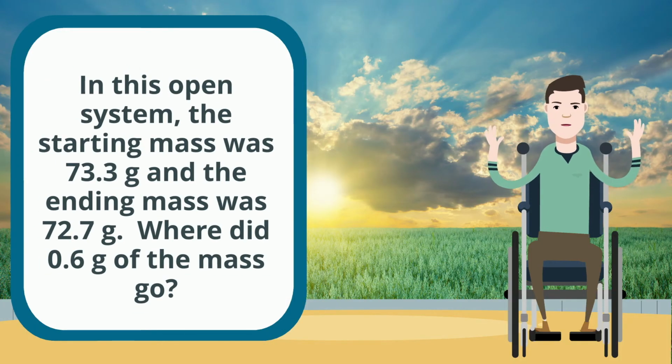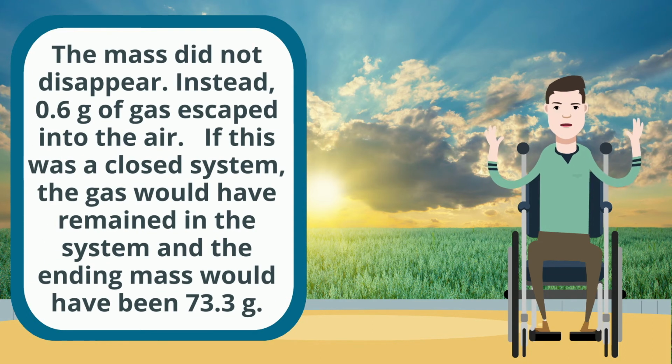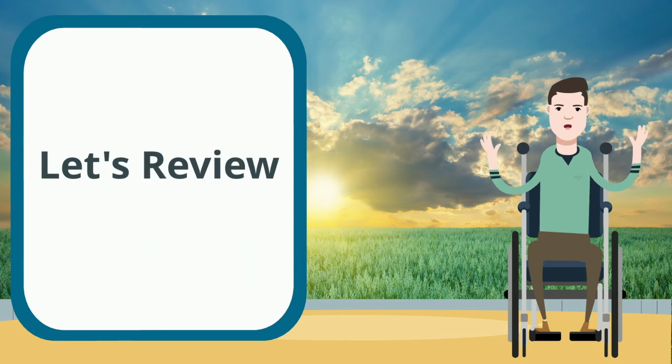In this open system, the starting mass was 73.3 grams and the ending mass was 72.6 grams. Where did 0.6 of the mass go? The mass didn't just disappear. Instead, 0.6 grams of gas escaped into the air. If this was a closed system, the gas would have remained in the system and the ending mass would have been 73.3 grams. Let's review.